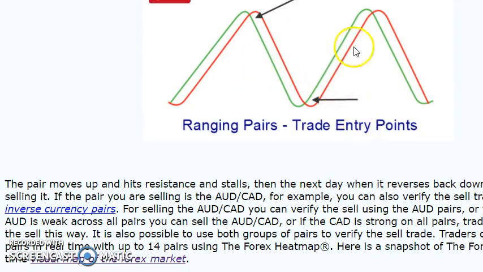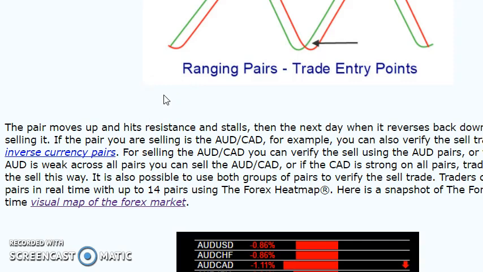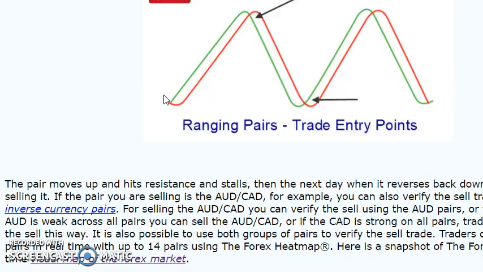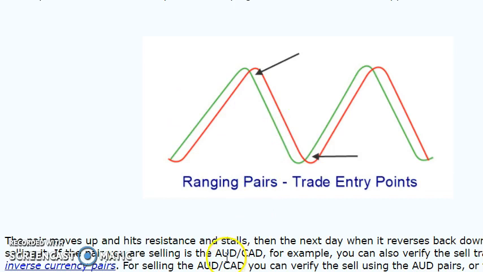Because the market is ranging and you need a way to make pips when the market is not trending. So let's look at an example. Let's say, for example, this pair is the AussieCAD, the Aussie dollar against the Canadian dollar.